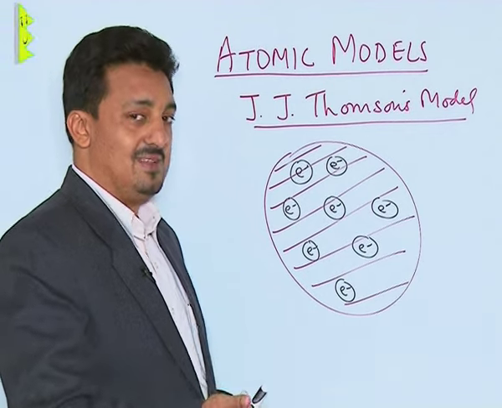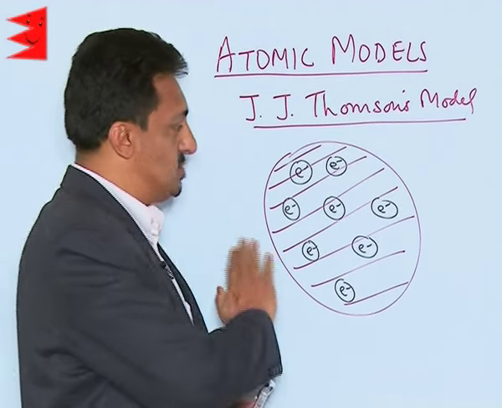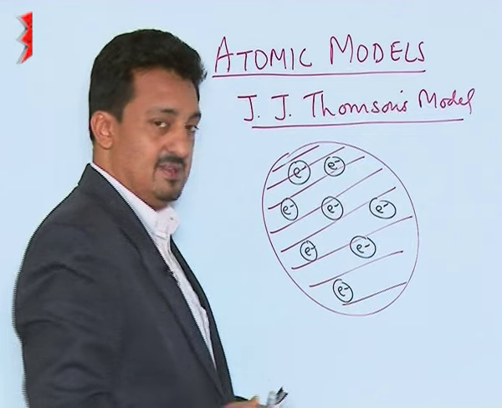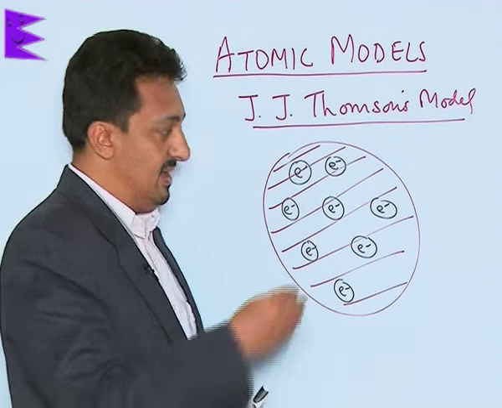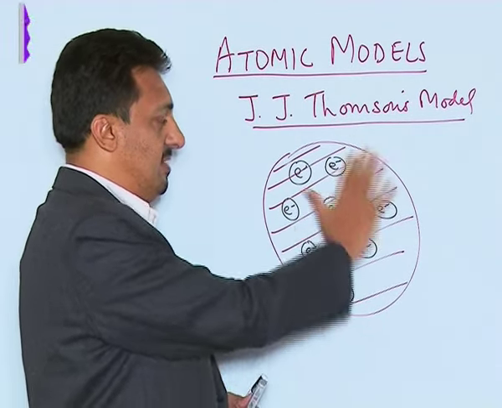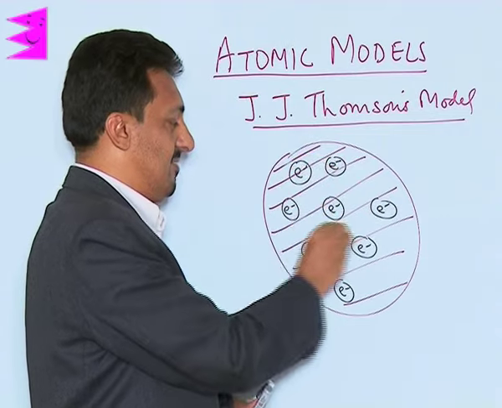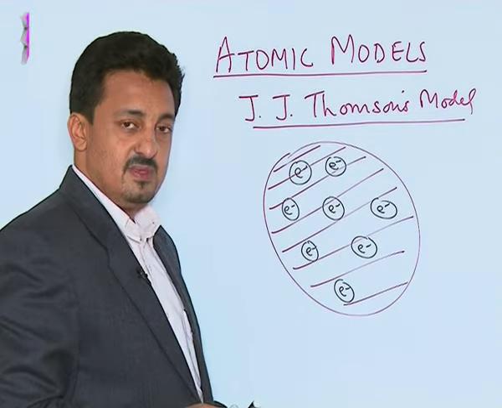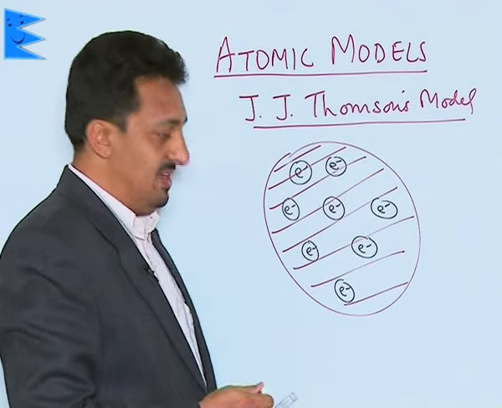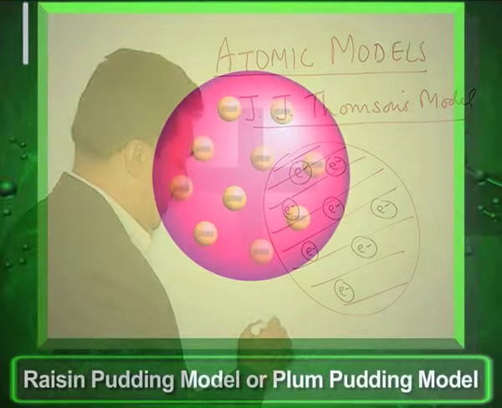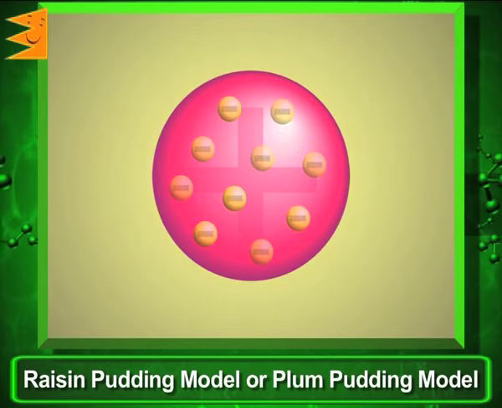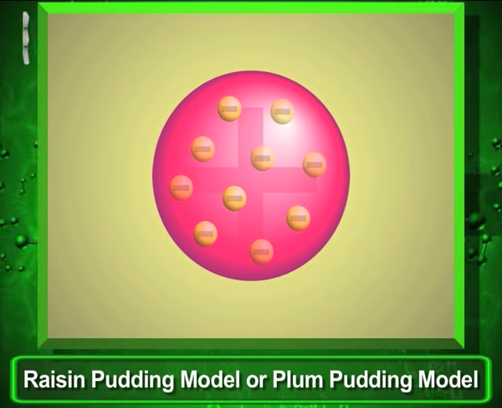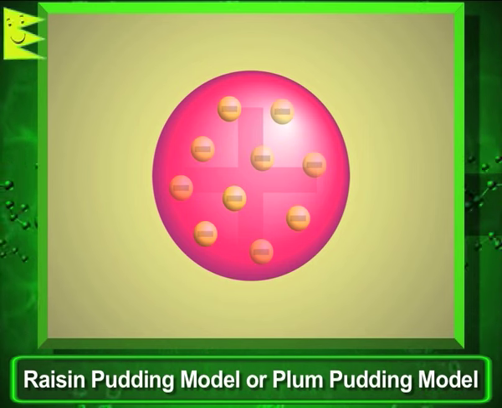He also said that the whole of the positive charge is also uniformly distributed throughout the atom, and in that positive charge and the whole of the mass, these negatively charged electrons are embedded like this. Because of this, his model was also called the raisin pudding model, or the plum pudding model.